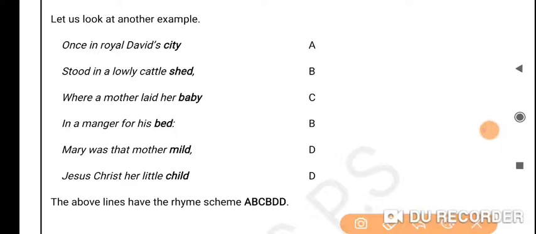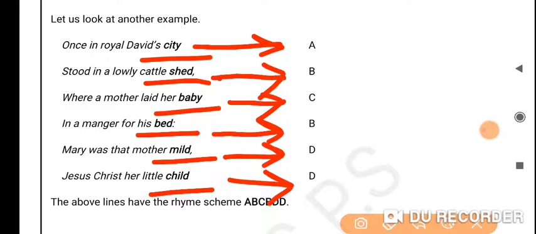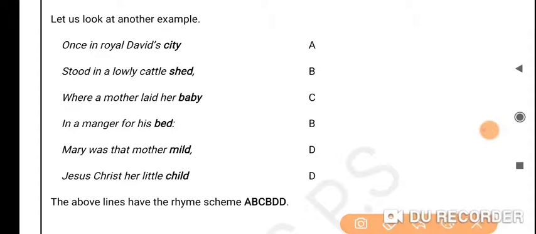If you notice, the first line ends with the sound of city. We give it the letter A. And then we have the second word, shed. It's a different sound, so letter B. Then we have baby, another different sound, so we give it letter C. Then we have bed. Bed and shed are rhyming, so it gets the same letter as shed, that is B. Then we have mild, another new sound, so D. And then we have child. Mild and child are rhyming, so child also gets the same letter. So the rhyme scheme for this stanza is A, B, C, B, D, D.